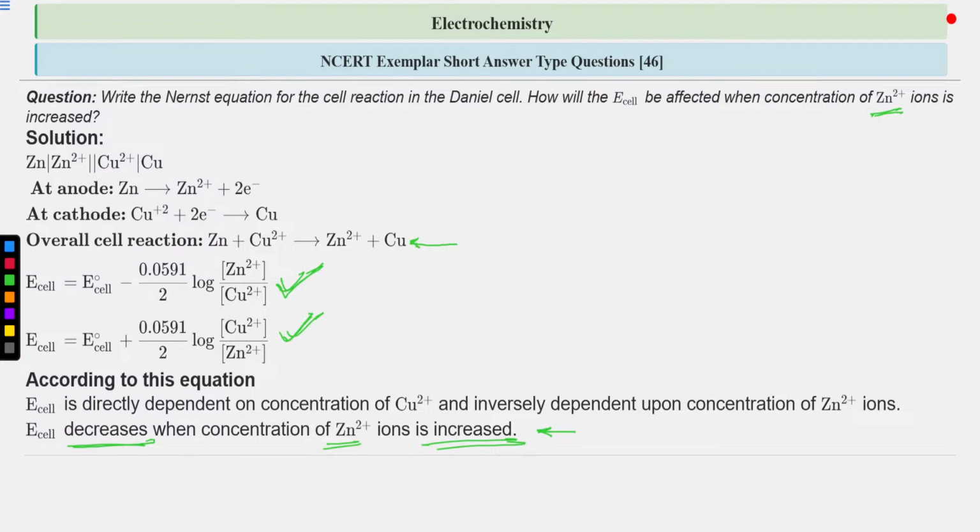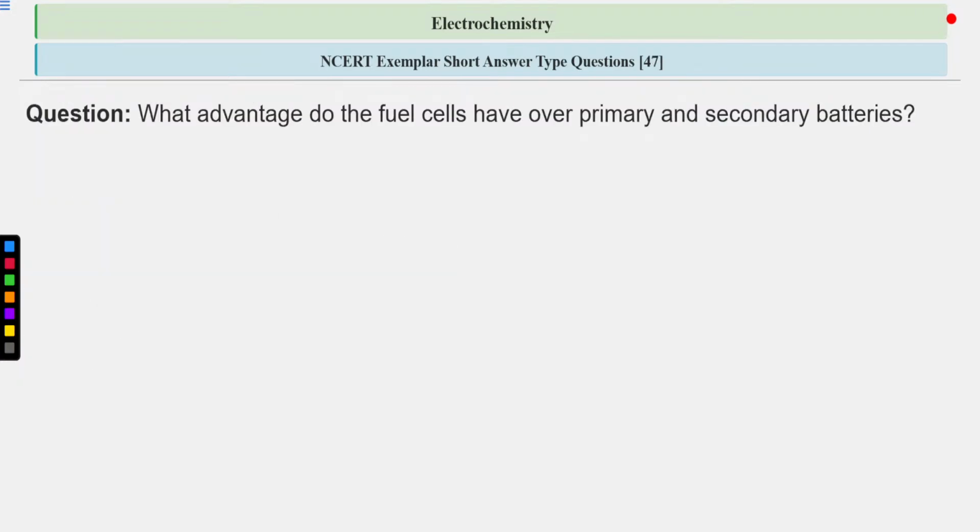Okay, moving on to the next question. This is an NCERT Exemplar short answer type question, marked as question number 47. What advantage do the fuel cells have over the primary and the secondary batteries? Batteries and fuel cells we have covered in our last two lectures. So you have to tell what the advantages of using a fuel cell are, other than using primary or secondary batteries in our chemical processes. So you have some time, think about it, then we will see what is the correct way of answering this question and what the answer will be.